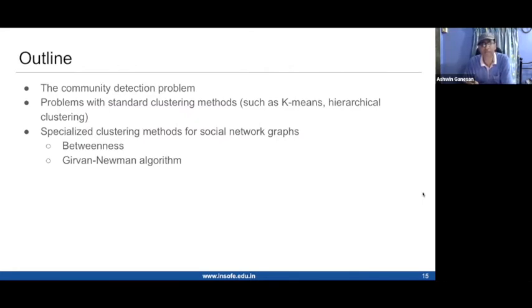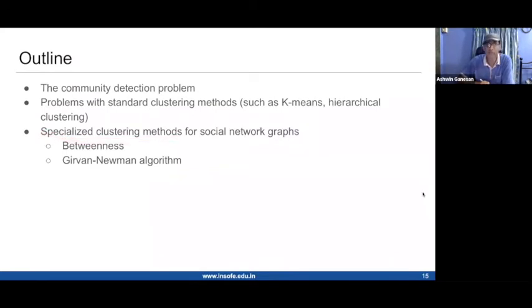First, I'll briefly describe the community detection problem, which is a kind of clustering problem that you often see in machine learning and AI. In machine learning, there are some standard methods for solving these clustering problems. There's something called k-means clustering, and there's another method called hierarchical clustering. And we'll see why there are problems with using standard clustering methods in the specific social network community detection problem. And because the standard clustering methods don't work very well, we will look at some specialized clustering methods.